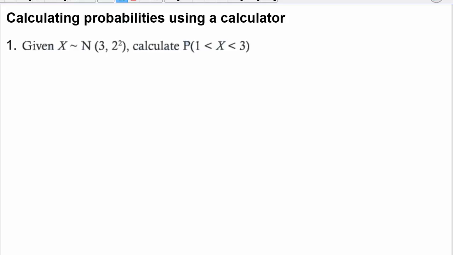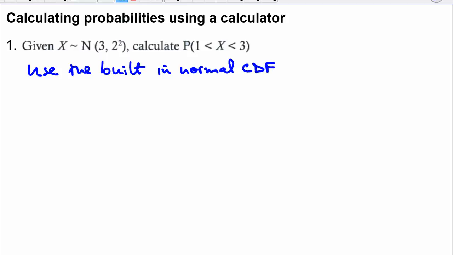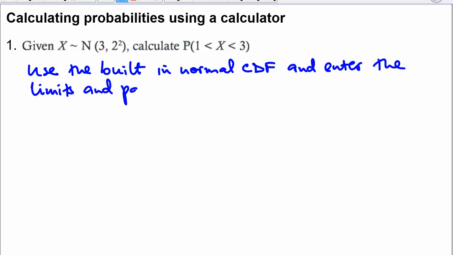So what I'm trying to say here is, to find the probabilities, we use the built-in normal CDF and just enter the limits and parameters.